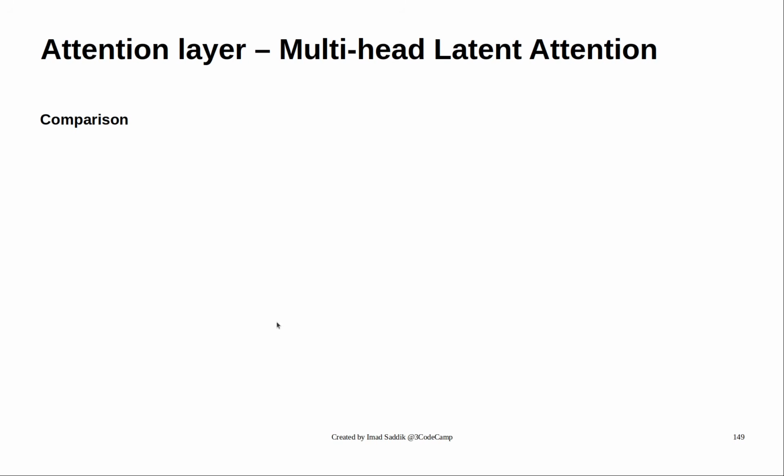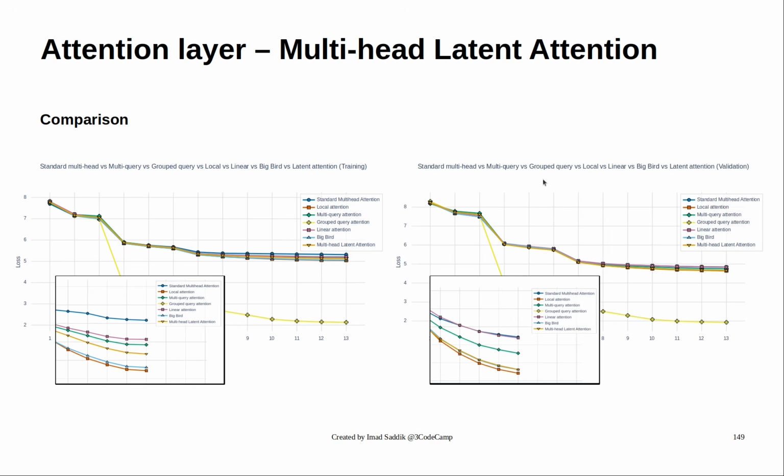Now let's compare the results. Again, we have the graphs for training and validation, and here multi-head latent attention is this curve. You can see that in validation, it is very close to local attention. Again, take these results with a grain of salt, because we might get different results if we decide to change the hyperparameters or how many batches we include in the testing. And as you can see, we get results better than MHA, even though we reduced the KV caching.